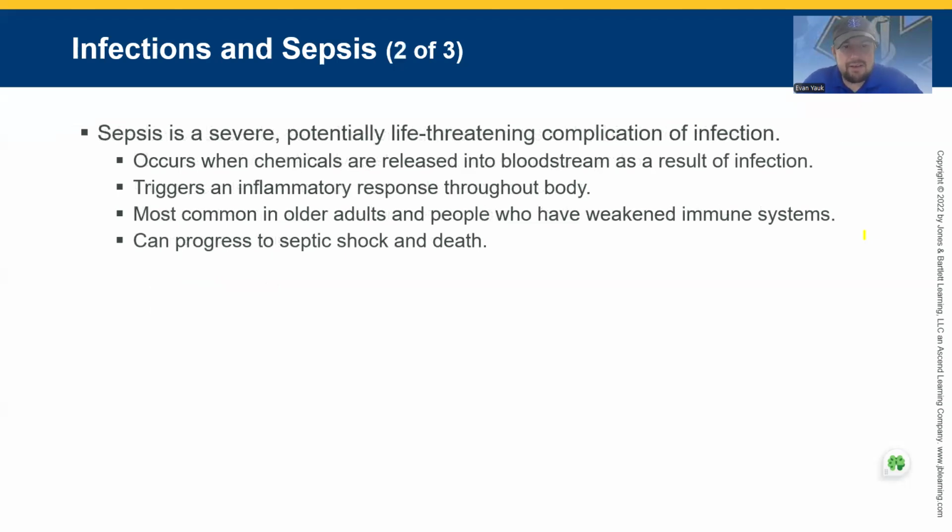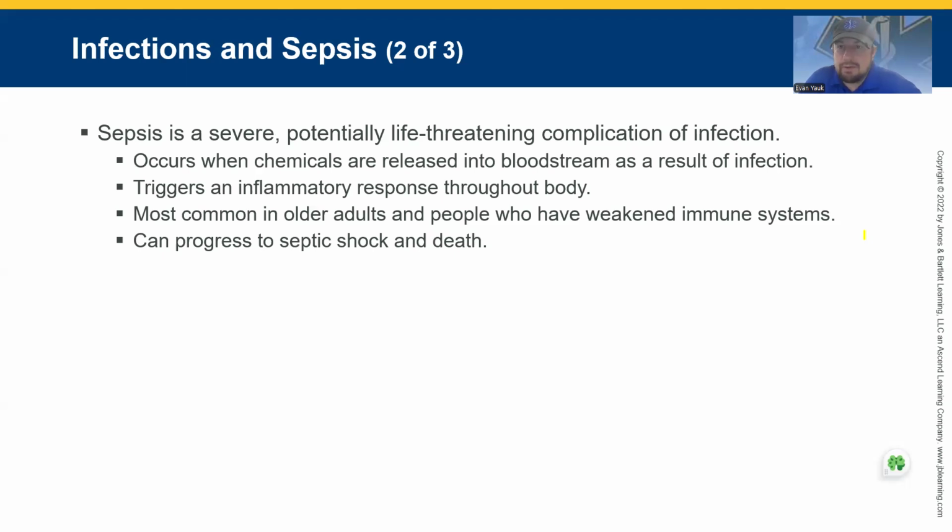Sepsis is a severe, potentially life-threatening complication of infection. It occurs when chemicals are released into the bloodstream as a result of an infection, which triggers an inflammatory response throughout the body. It is most common in older adults and people who have weakened immune systems, and can progress to septic shock and death.